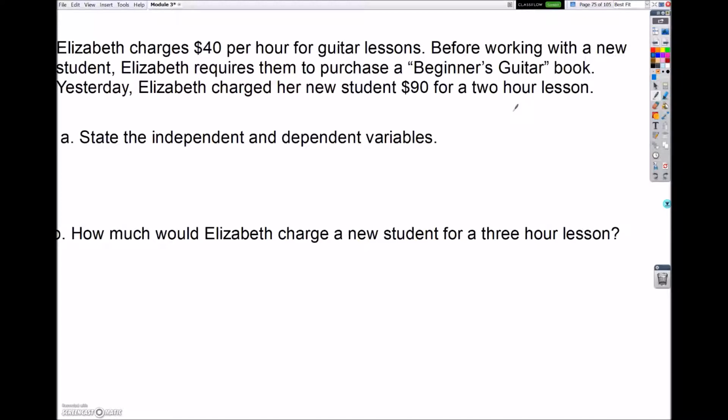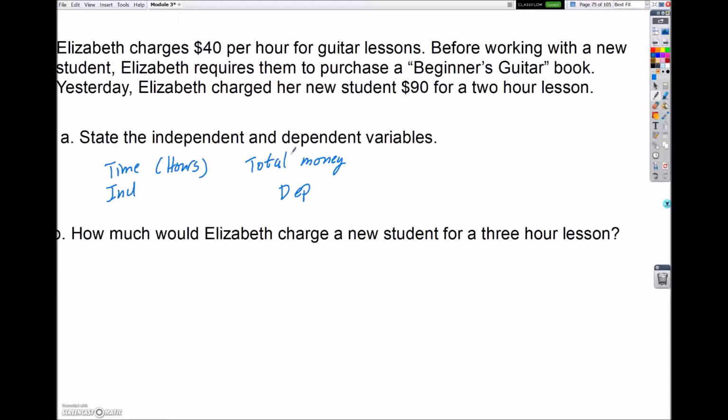Before working with a new student, Elizabeth requires them to purchase a beginner's guitar book. Yesterday, Elizabeth charged her new student $90 for a 2-hour session. State the independent variables. So the independent variable here is time in hours. And then it also wants us to state the dependent variable, and that is total cost, or total amount earned. Total money she earned. So this is my independent variable, and this is my dependent variable.